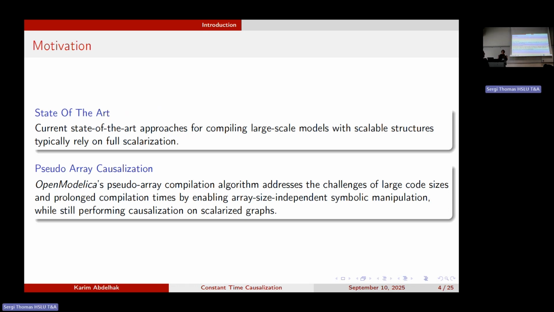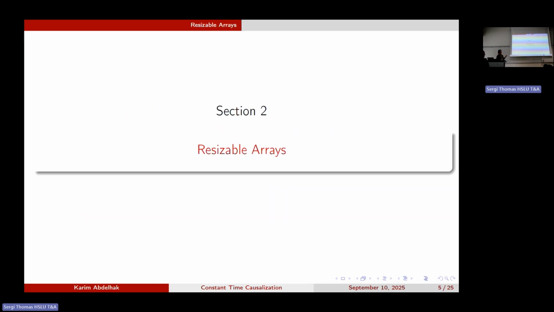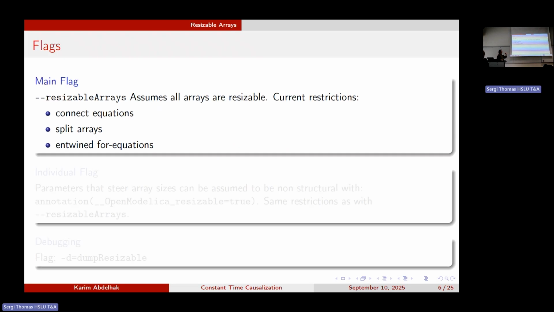So this is a very good idea in the sense of streamlining the processes, because we can use state-of-the-art, or the oftentimes mentioned, matching and sorting algorithms. We don't need to change them in any way. We can just use the scalar ones. But the problem is that we still have the scalarized graphs, which obviously scale with size. So how do we avoid this? With resizable arrays.